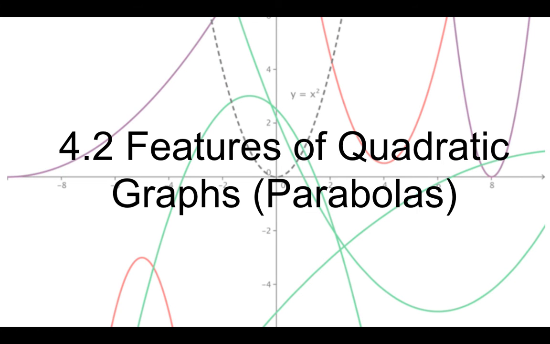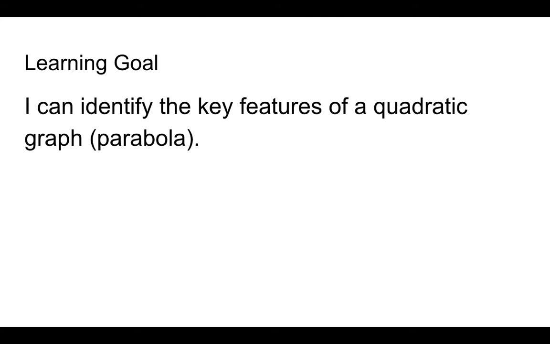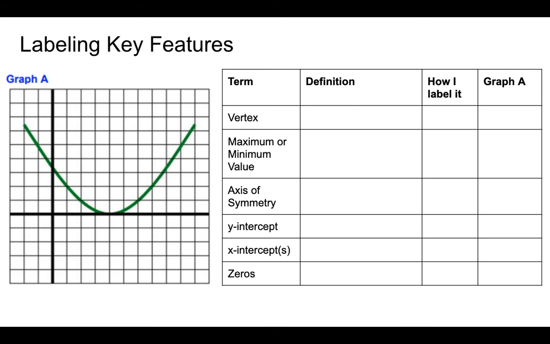Okay, so let's talk about the quadratic graph, so those parabolas. What we're going to do is look at the shape of these, and we're going to be able to identify key features. I'm going to introduce some new vocabulary here. I'm going to give you the definitions, and then we're going to do a couple of examples of how to find those features. Some of the terms you will be familiar with. These are the terms you need to know when we're talking about parabolas, or quadratic graphs.